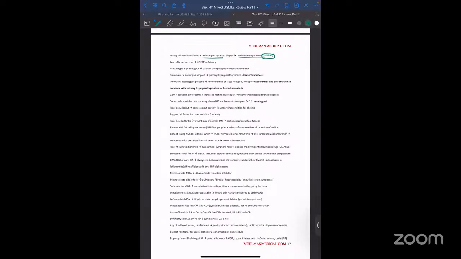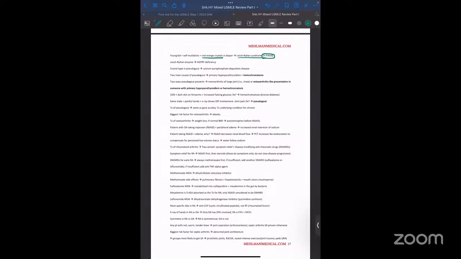So HGPRT deficiency, crystal type and pseudogout, calcium pyrophosphate deposition disease, CPPD. Two main causes of pseudogout are primary hyperparathyroidism plus hemochromatosis. I guess somewhere he also said hypothyroidism can sometimes cause pseudogout. Pseudogout presents as monoarthritis of large joints, that is the knee, or an osteoarthritis-like presentation in someone with primary hyperparathyroidism or hemochromatosis.